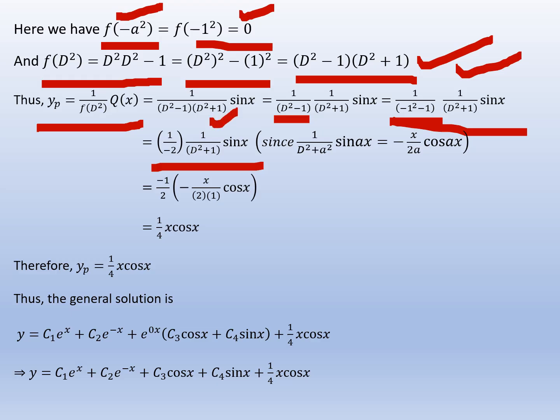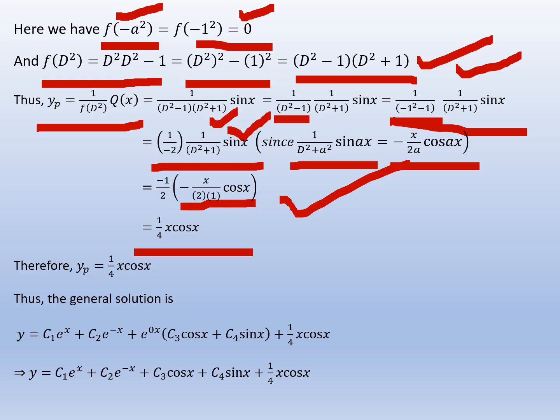Here 1/(D² + 1) sin x is of the form 1/(D² + a²) sin ax, which is equal to −x/(2a) cos ax. Thus 1/(D² + 1) sin x can be written as −x/2 · 1 · cos x. Here yp = −1/2 · (−x/2) · 1 · cos x. Therefore, by solving this, we get yp = (1/4) x cos x.